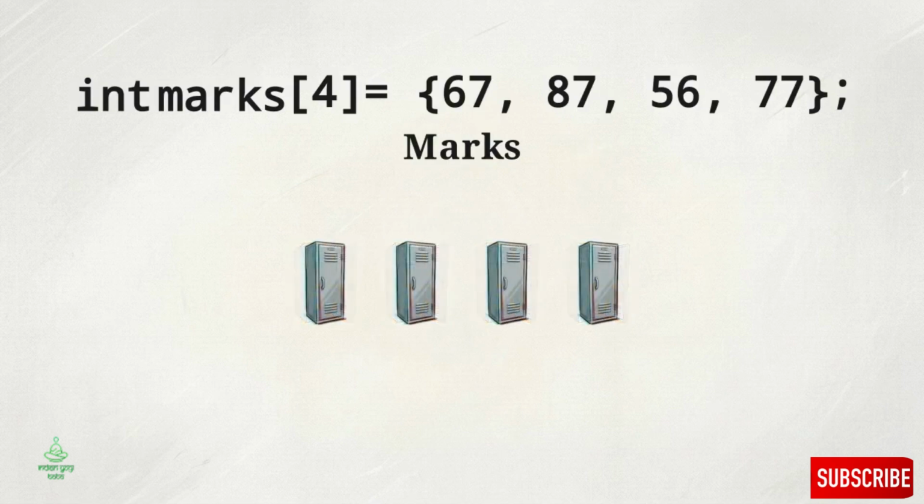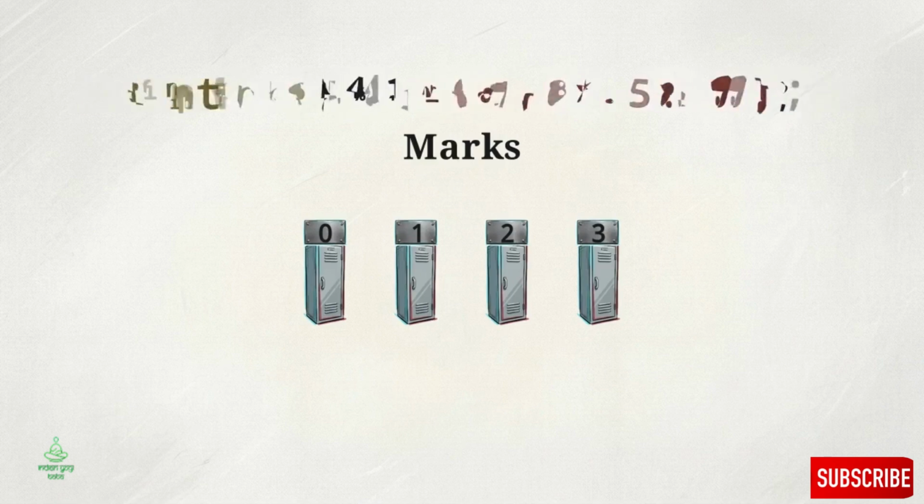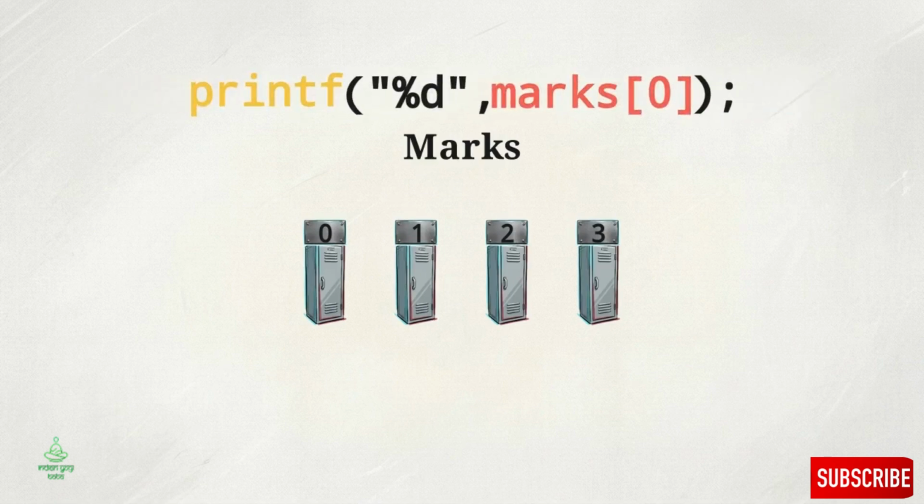But to get a specific score back out, you have to remember the most important rule in C programming: counting always starts at 0. The first door in our locker bank isn't door number 1, it is door number 0. If we want to print the very first test score to the screen, we call the name of our array and ask for index 0. The computer goes straight to door 0, opens it, and retrieves the number 67.